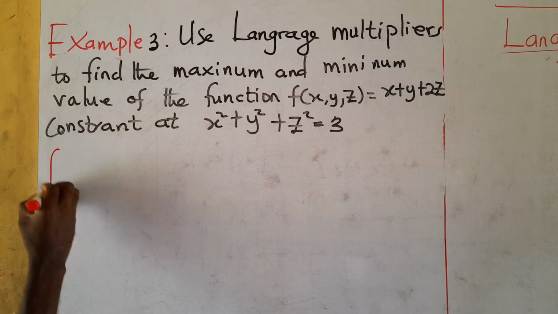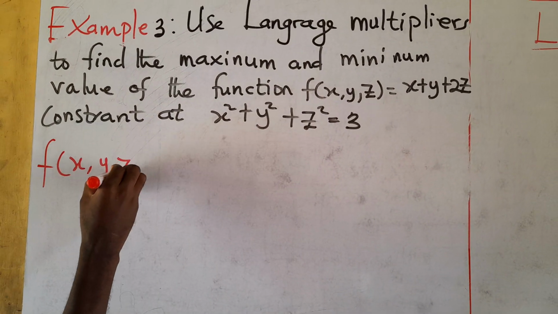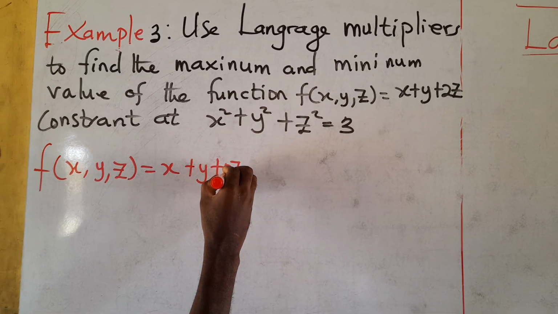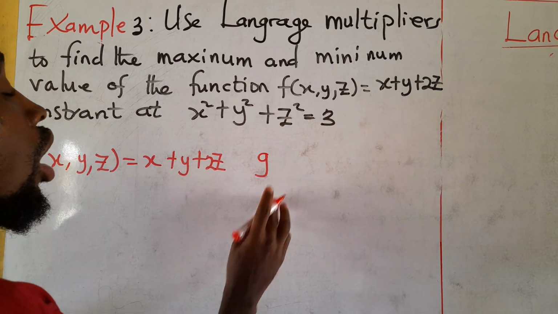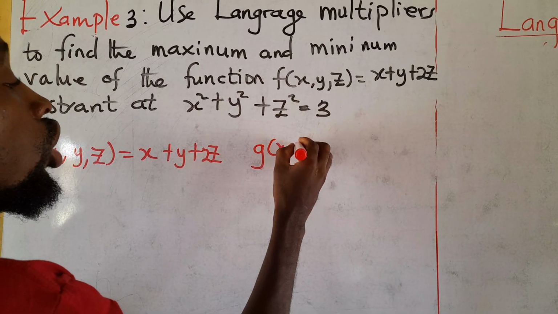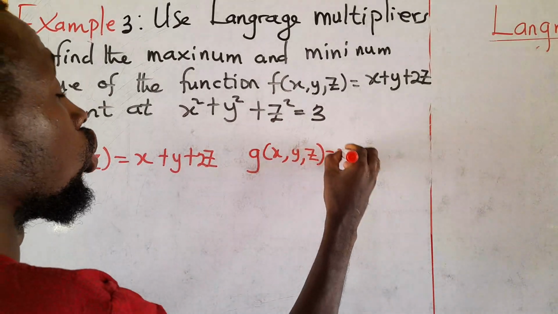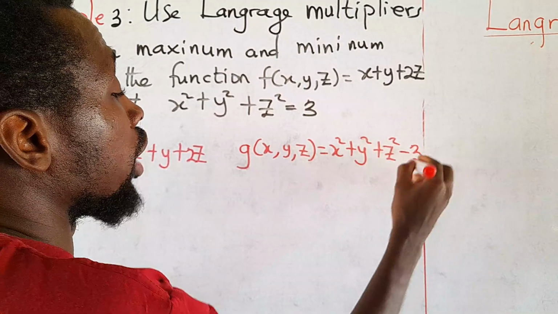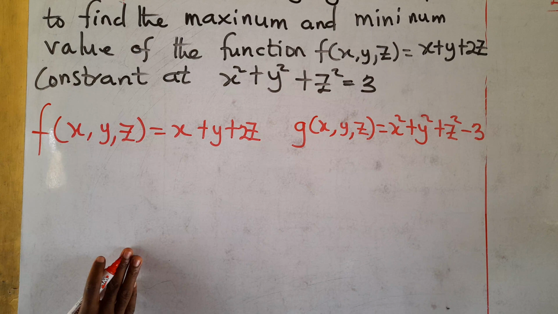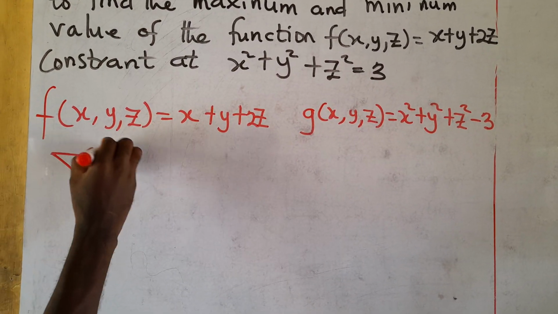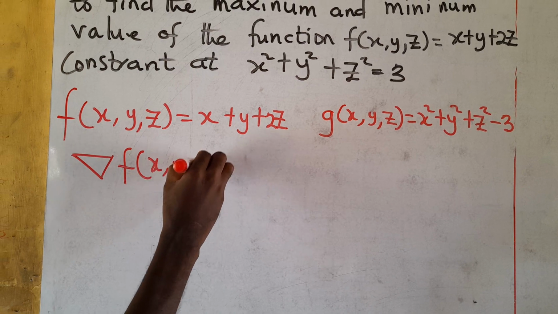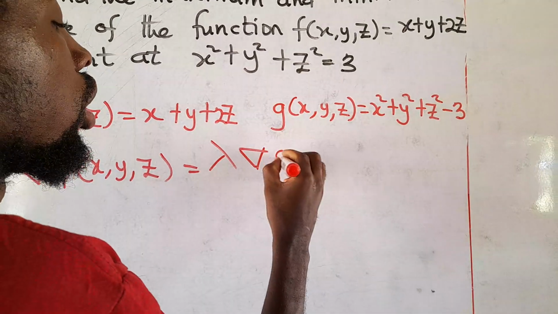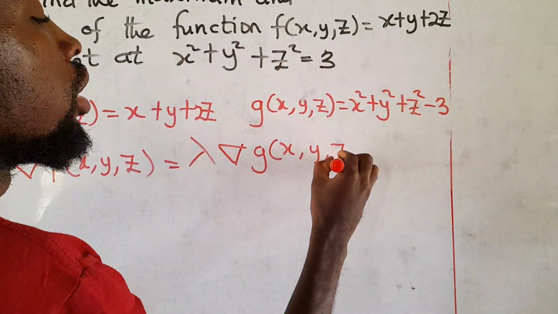Remember our objective function, which is dependent on x, y, and z, is equal to x plus y plus 2z. And our constraint function g, which is dependent on x, y, and z, will be equal to x squared plus y squared plus z squared, then minus the constant 3. So from the optimization equation, we know that the gradient of f(x, y, z) will be equal to lambda times the gradient of g(x, y, z).